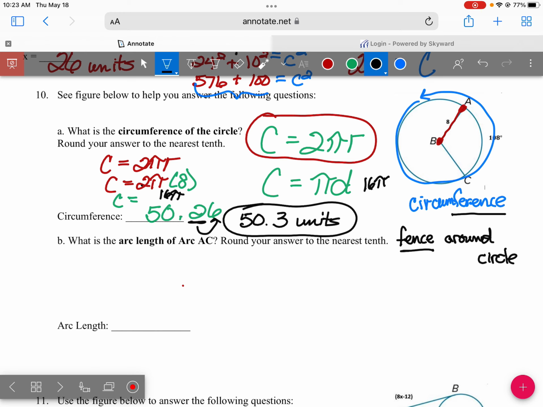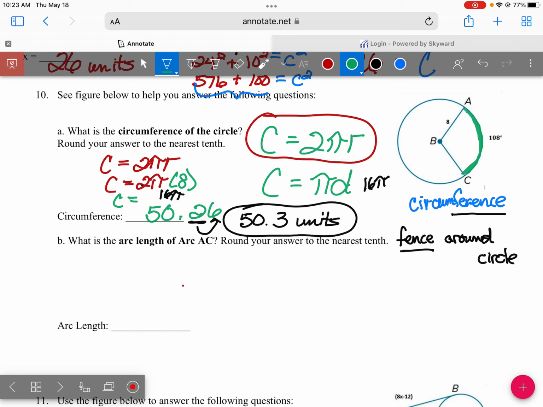All right, letter B. What is the length of arc AC? It is not 108. We don't want the measurement, we want the actual length, like if I were to take a tape measure and say this is this many units long. Well, let me ask you this: if the circumference is 50.3, is that arc length more or less than that? Less. Definitely less, right?